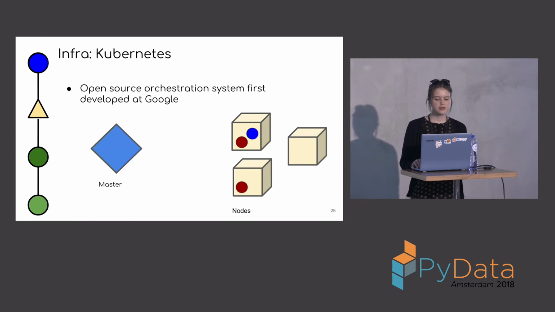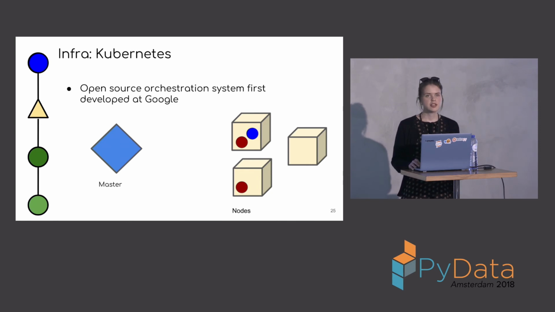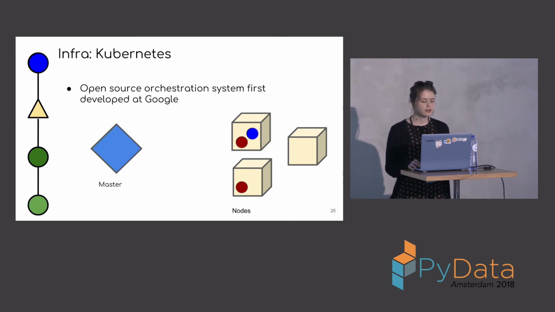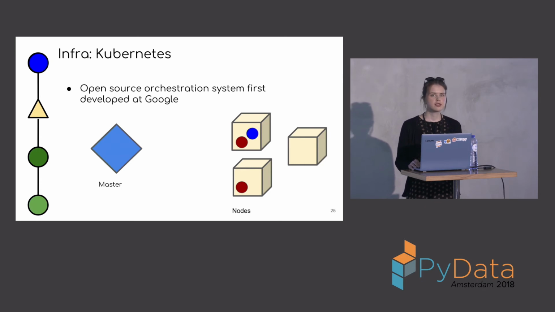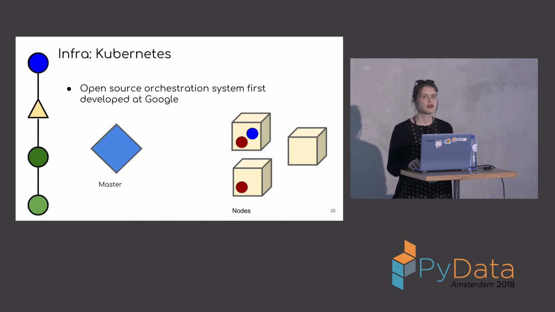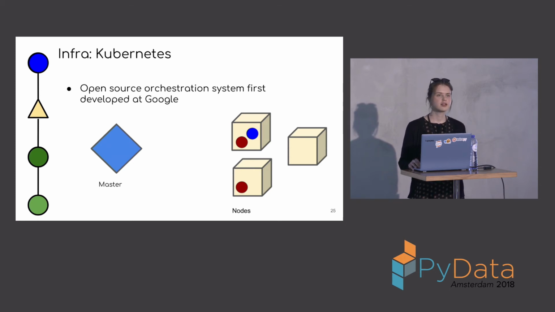So if you go back to the JupyterHub project, there are many, many container orchestrators that are in use these days, but the JupyterHub project has chosen to go with Kubernetes, which is an open source orchestration system that was first developed at Google to handle their large-scale container application loads. So what Kubernetes does in a nutshell is it has a master component.